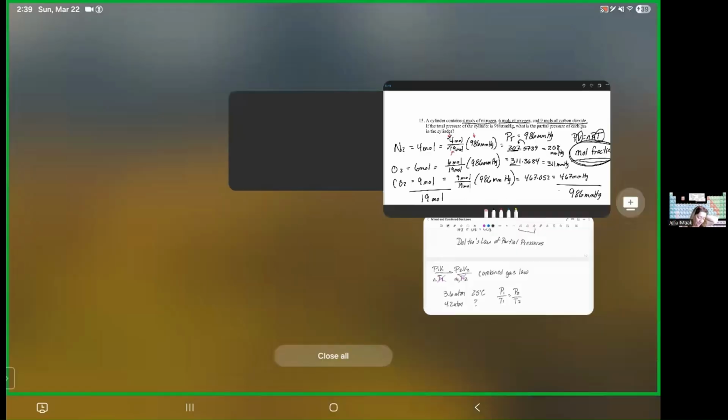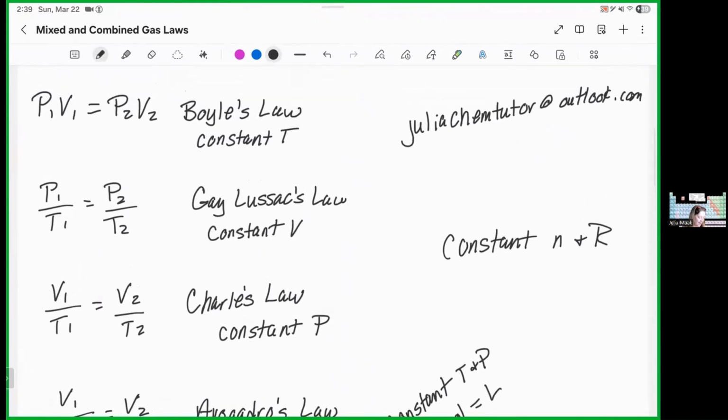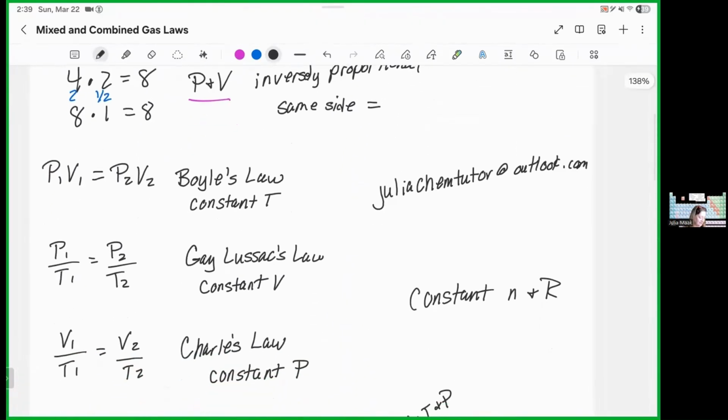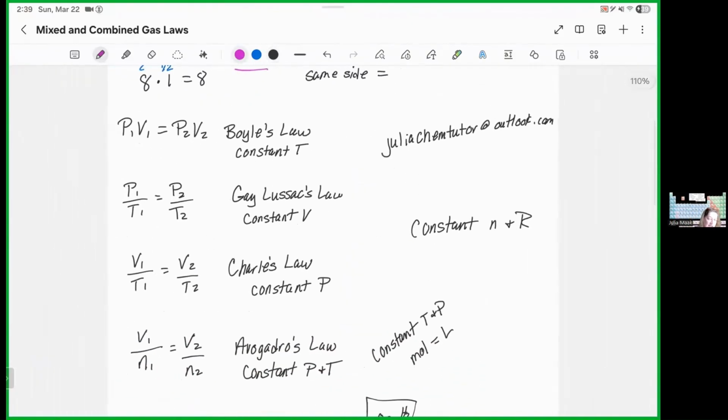Remember, we've got a variety of individual gas laws. You may need to remember these laws. The way I remember these laws, I know it sounds weird, but at constant temperature, Boyle's seems like it would have temperature in it, but Boyle's is the one that's at constant temperature, so you leave the temperature out.